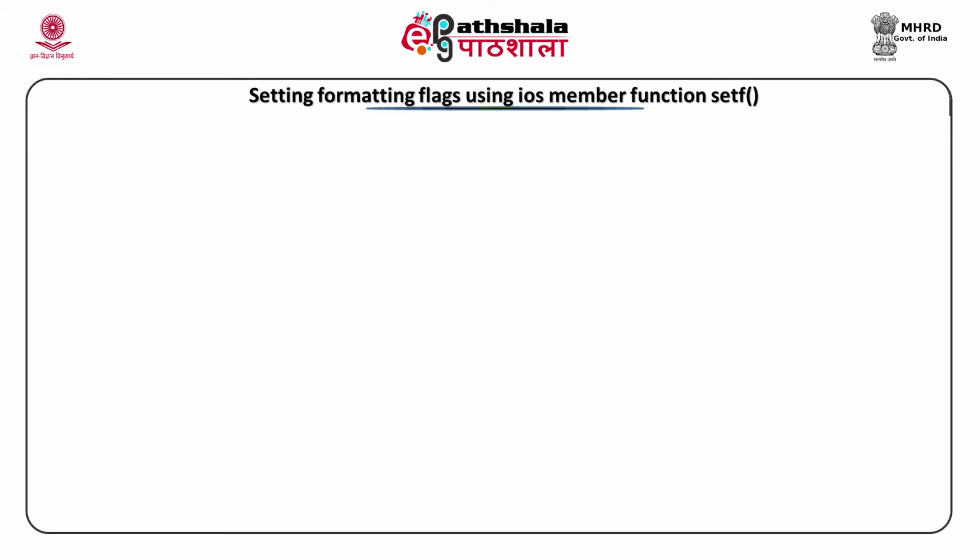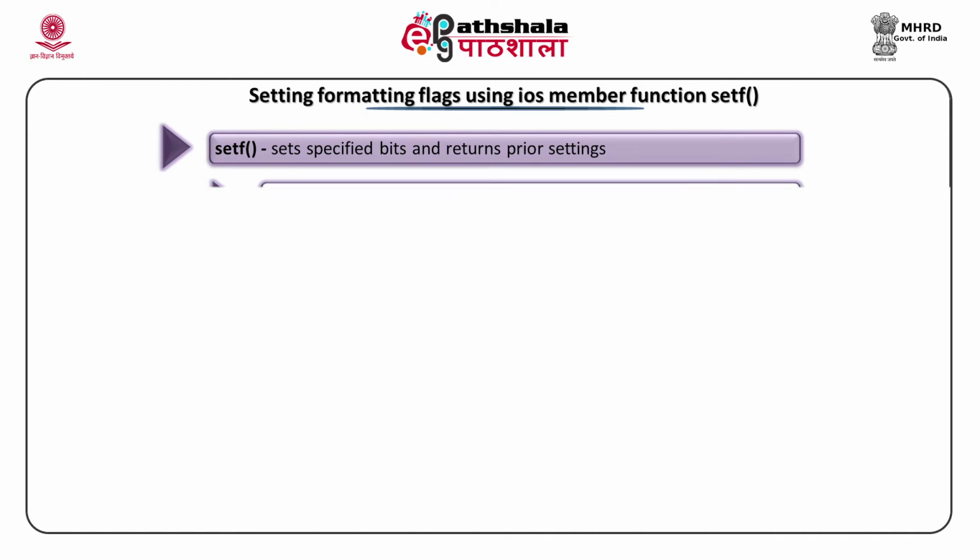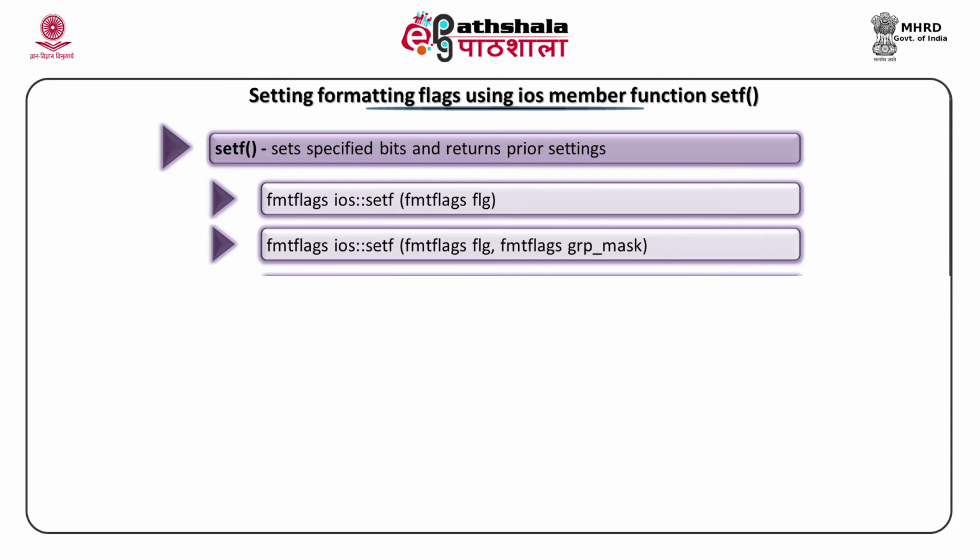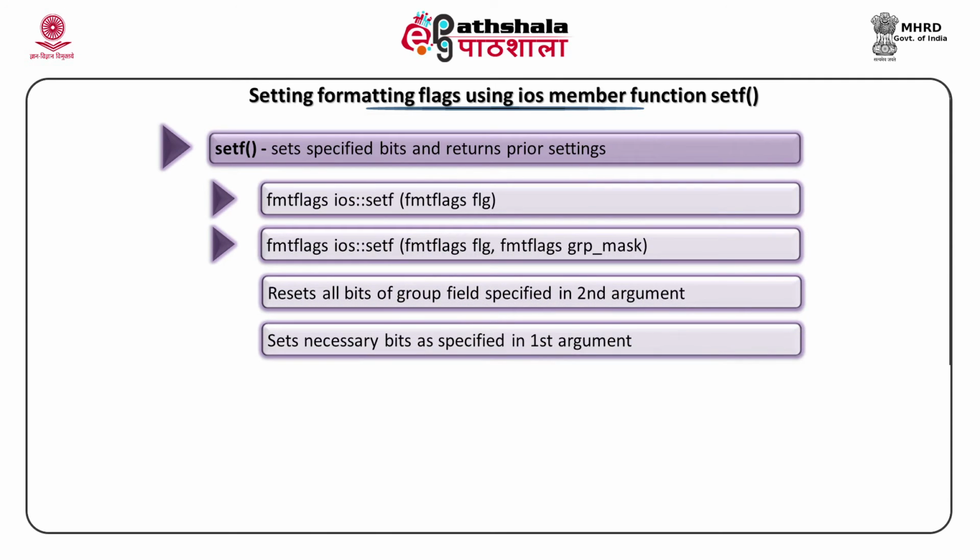Setting these bits can be done by using the function setf, where we will specify the flags. setf comes in 2 forms: setf with the argument format flags, and setf with the argument format flags where we also specify the group. In the second form, first of all it will reset all the bits of the group specified in the second argument, and then it will set the necessary bits as specified in the first argument. In the first flavor, it will just set the bits as per the argument, and the return type you can see is fmtflags. That means the previous flags will be returned as the value, the prior settings will be returned.